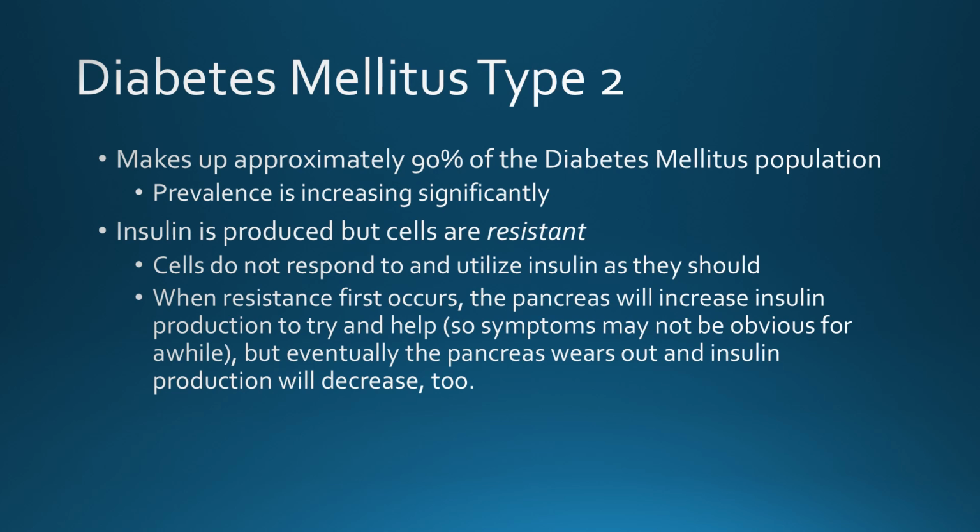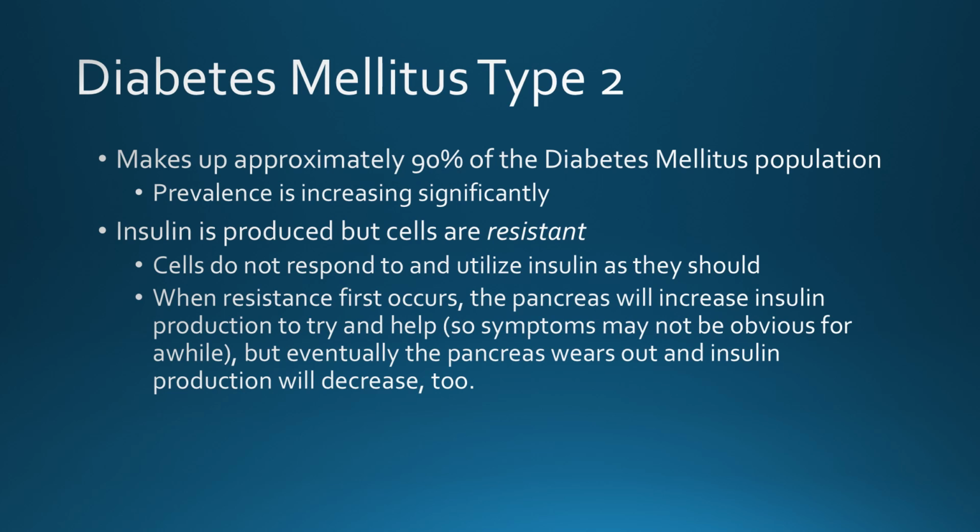All right, and then we have type 2 diabetes. This makes up approximately 90% of the individuals with diabetes. And again, the prevalence of this is increasing significantly. Insulin is produced with type 2 diabetes, but the cells are resistant. So again, that insulin that's being produced is not able to attach to the membranes of the cells as it normally would, so that glucose is not able to get into the cells to be used.